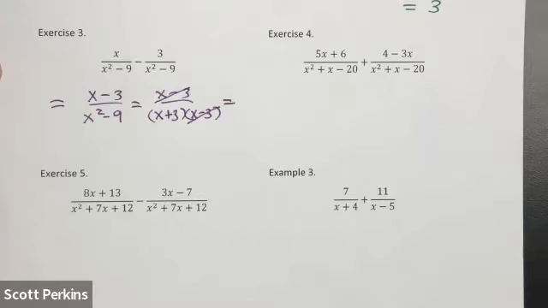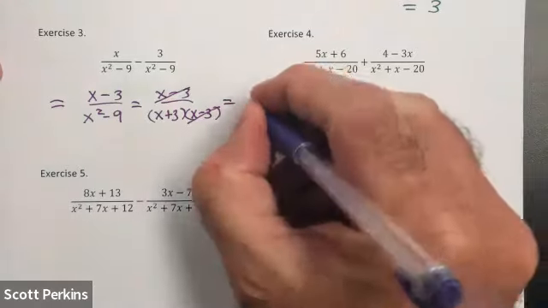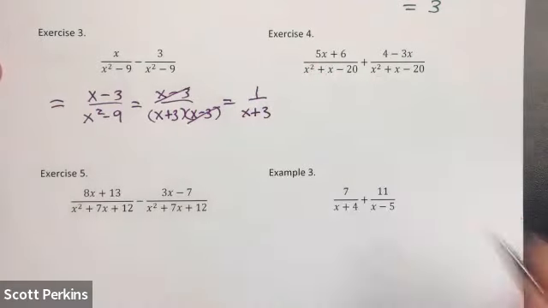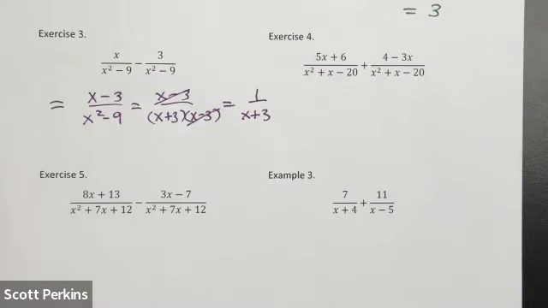How do I have to write my answer on this one? Perfect. Excellent remembering. We talked about that last time. The x plus 3 is in the denominator, so we've got to write that as 1 over x plus 3.